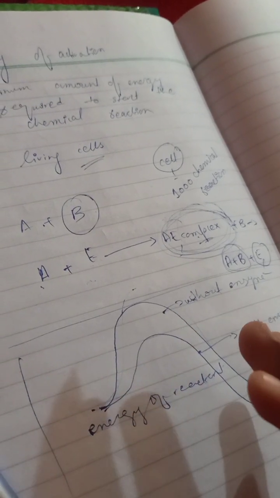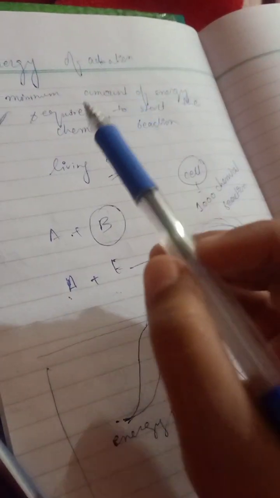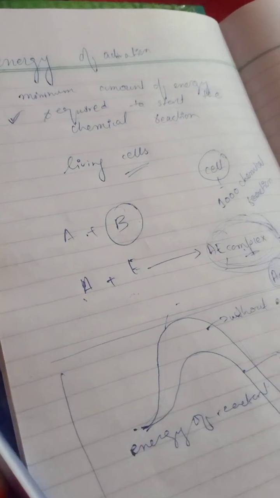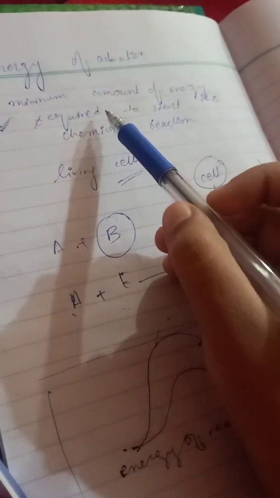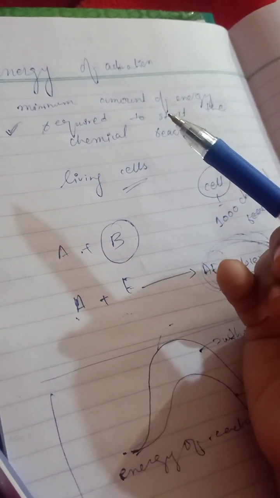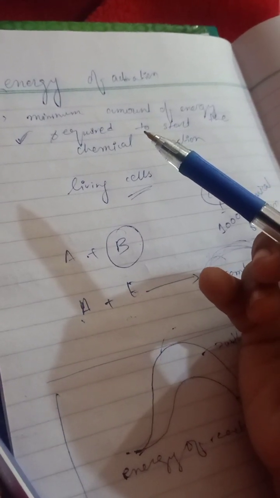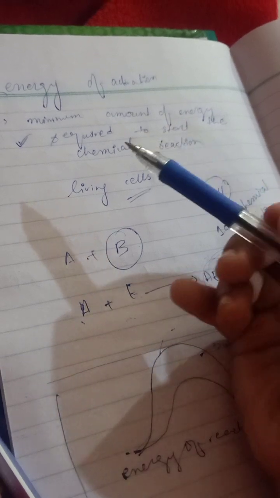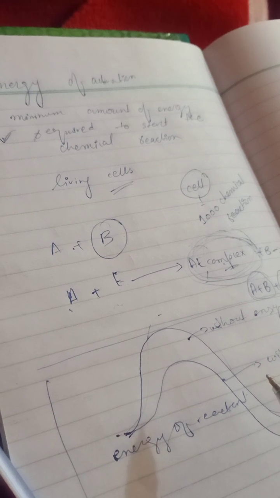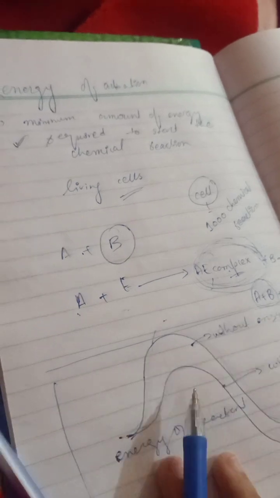One more thing: the enzyme greatly reduces the activation energy necessary to initiate the chemical reaction. So the enzyme can initiate a chemical reaction as well as reduce the activation energy. So is this an energy dependent or energy independent process? So this was about the activation energy.